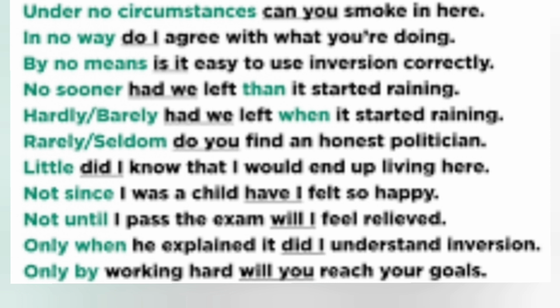We can also have only when. Example: only when he explained it did I understand inversion. And finally, we can have it also with only by. Example: only by working hard will you reach your goals.